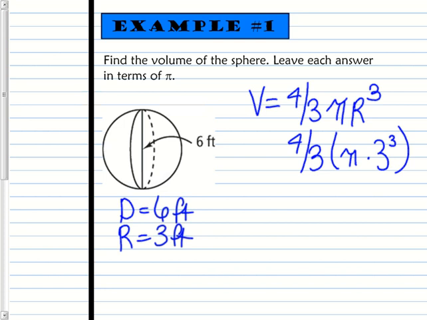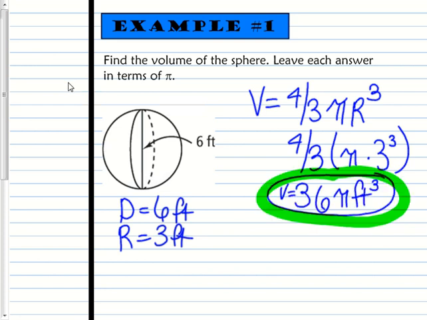Okay, I want you to go ahead, pause this video, and on your calculator, plug in 3, cube it, multiply it by pi, multiply it by 4/3, and write your answer. Actually, I'm sorry, don't multiply it by pi because we're going to leave it in terms of pi. So 3 cubed times 4/3. Pause the video, write your answer.